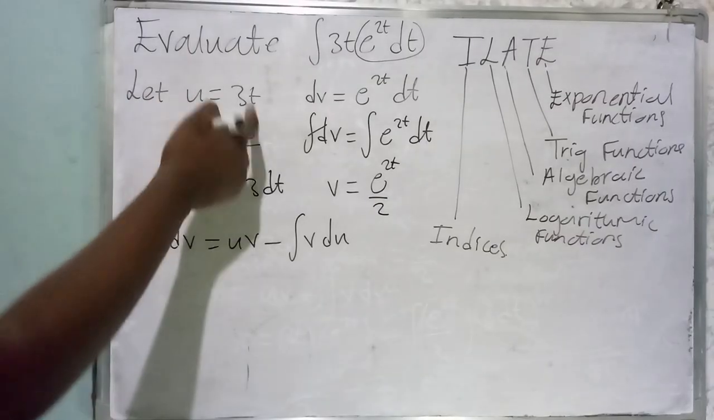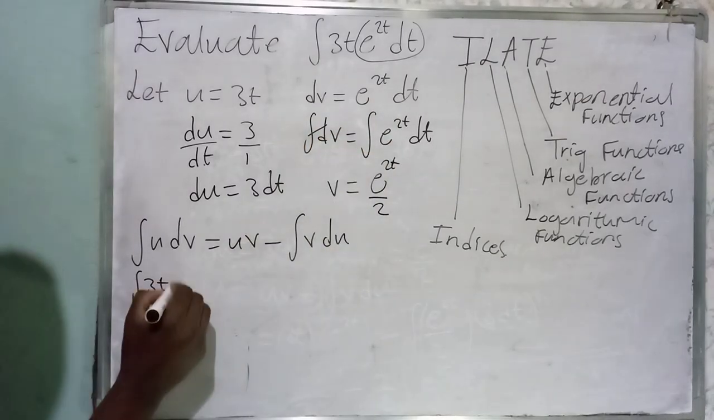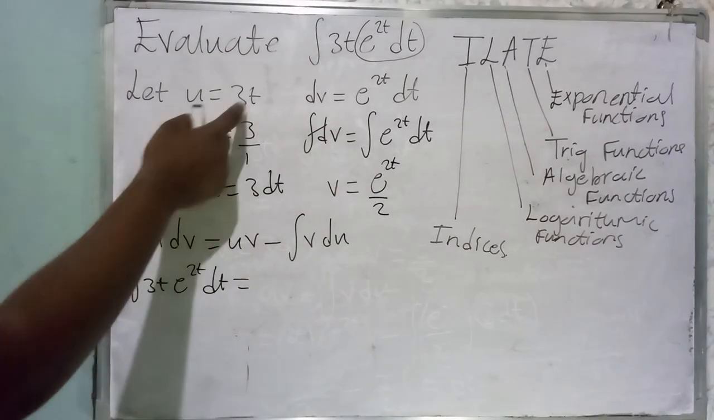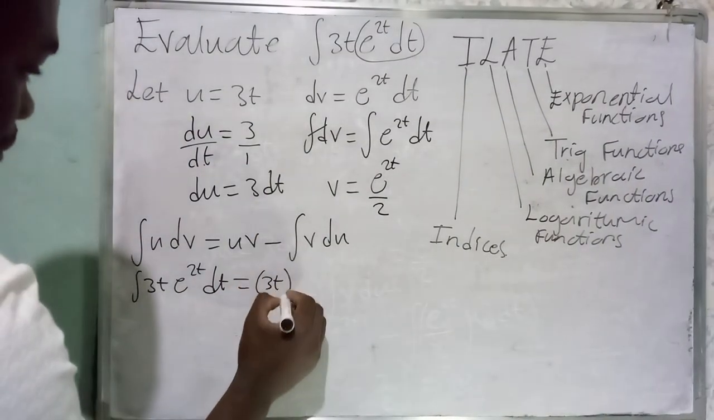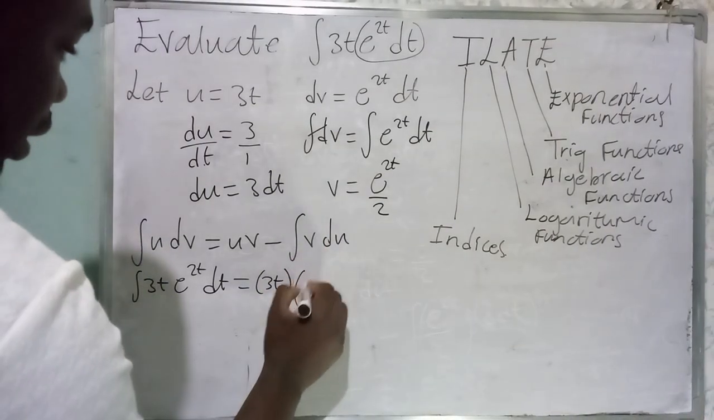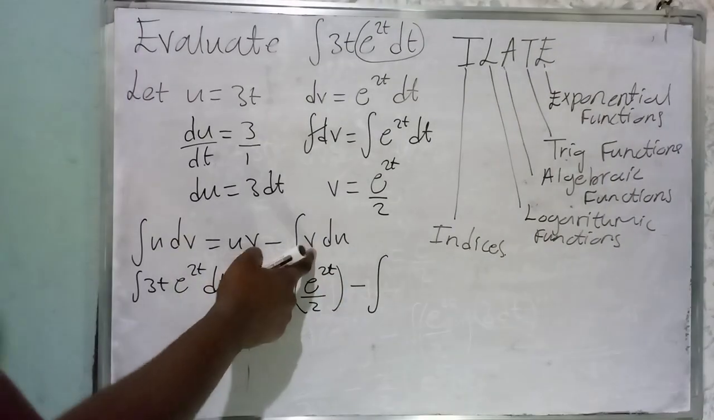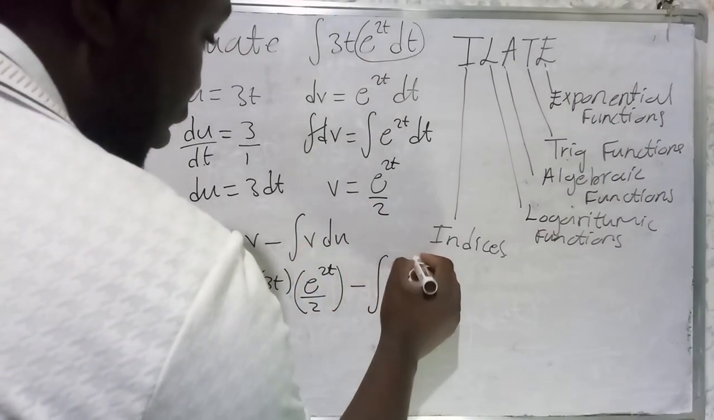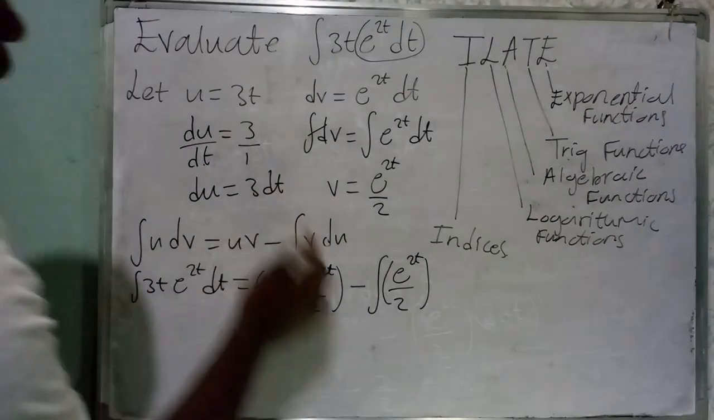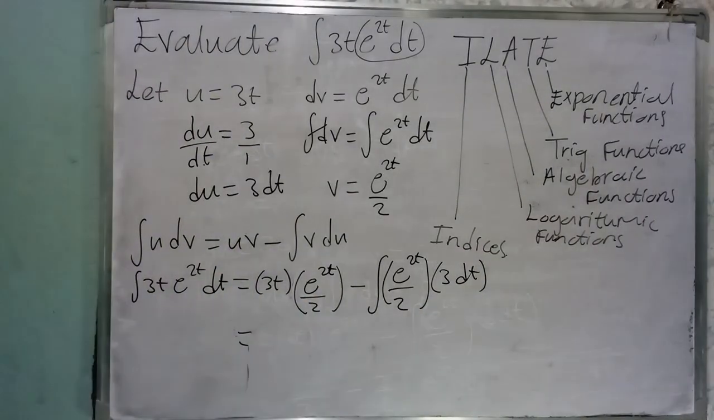So this part we now substitute. What is our u? Our u is 3t. What is our dv? dv is e to the power 2t dt. So the integral equals u, which is 3t, times v, which is e to the power 2t divided by 2, then minus the integral of v, which is e to the power 2t divided by 2, times du, which is 3 dt.